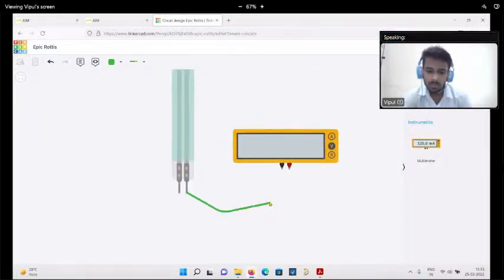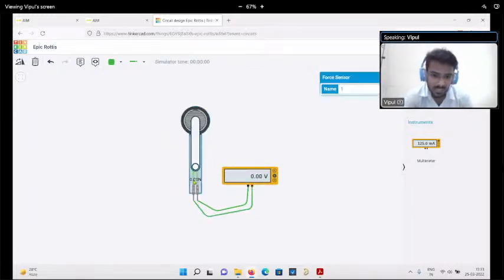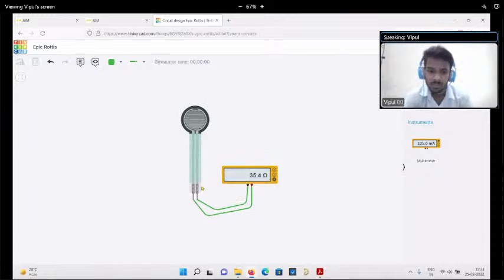Now we connect one leg, one end. So if we start the simulation now, we'll click. You can see 0.0 Newton. Force is measured in Newton, so Newton is different. So if I increase this, we are measuring resistance, no? So we have to keep this in the resistor mode. Instead of voltage, we have to keep it on resistance and just start the simulation.